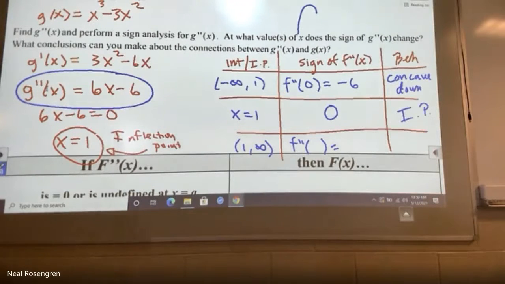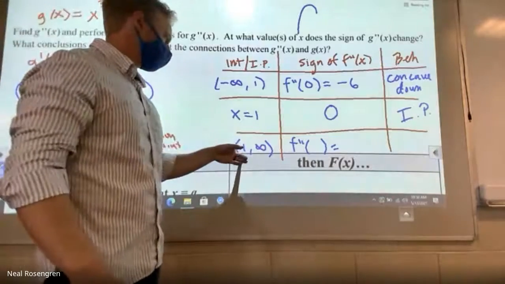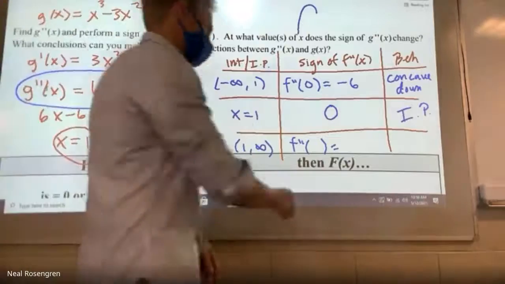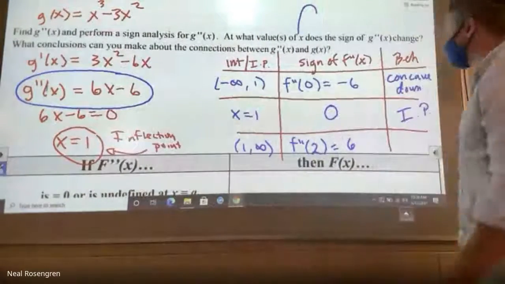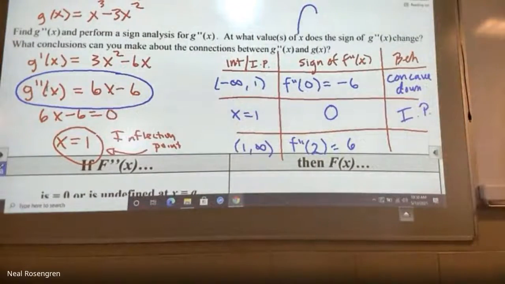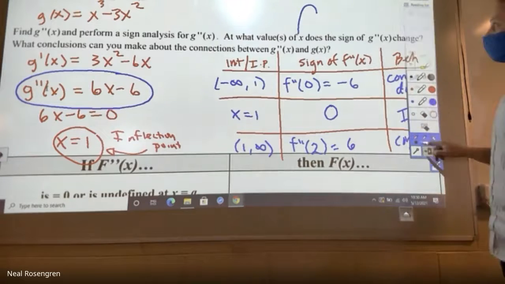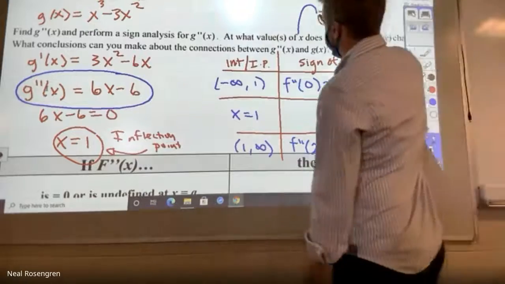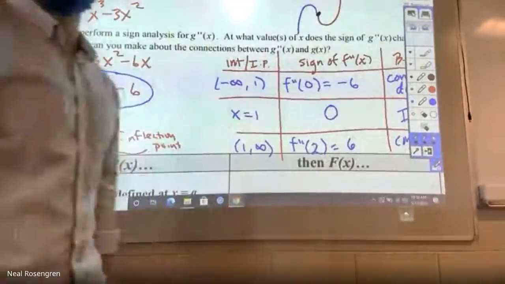Okay. Now we can plug in a number bigger than 1, less than infinity. Pick a number. Sounds good. We're going to get 6. So what do you think about the behavior of the function? Concave up. Concave up sections look like that. What's in between? An inflection point.